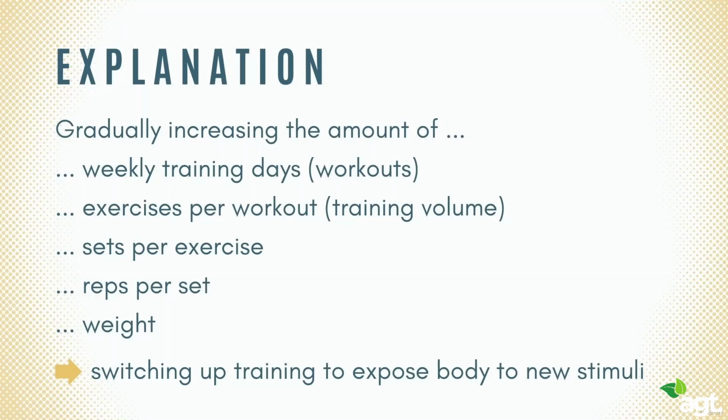You also want a gradual increase in the exercises per workout, so the training volume. While in the first workout, you start with maybe 6 exercises or 5. The next week, you add 1 more. And with every week or every workout, you slowly increase the training volume. In relation to that, you're also increasing the amount of sets per exercise, the amount of reps per set, and the weight that you lift.